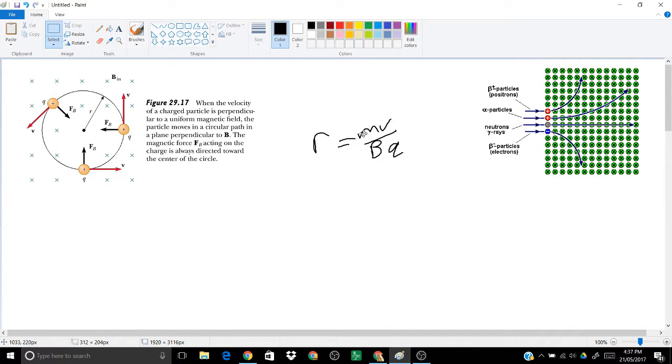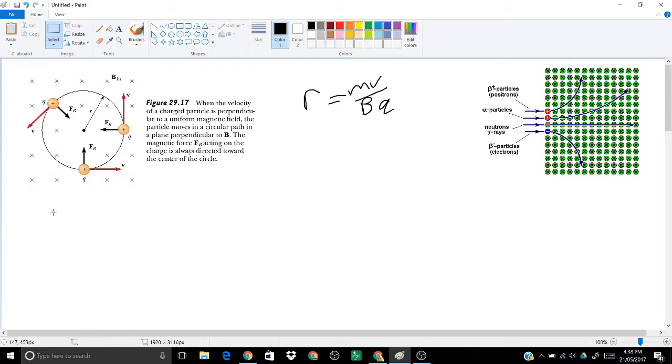Okay, so that's equation number 1. Let's put that up there. Okay, so R equals mv on BQ. Now, a couple other neat things about circular motion with magnetic fields is there is actually a fixed period which is independent of speed and R. It is dependent on the properties of the charged particle going through circular motion and also the strength of the magnetic field. So let's go through that.